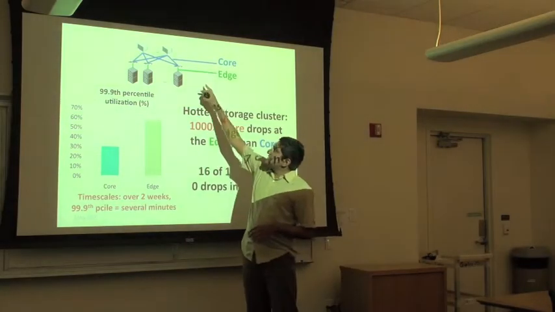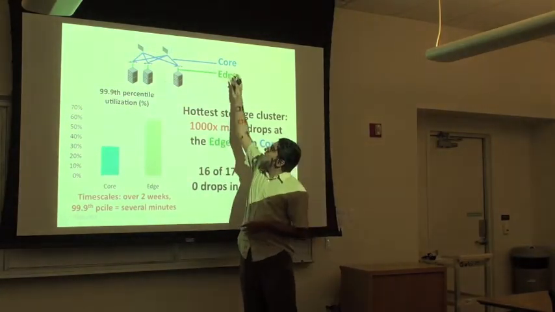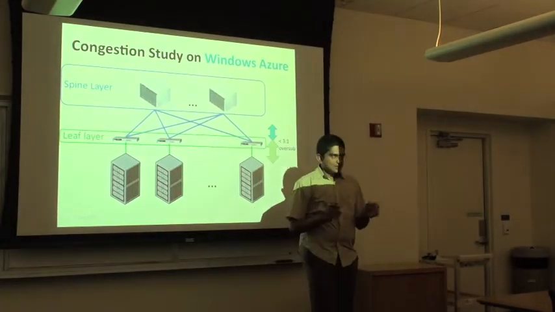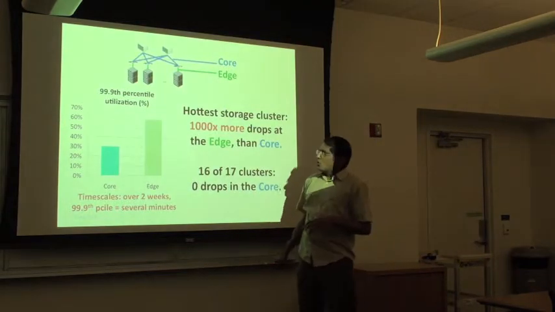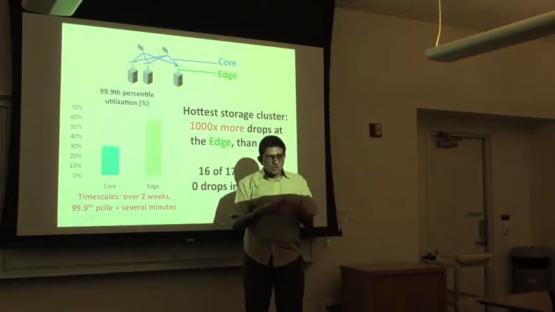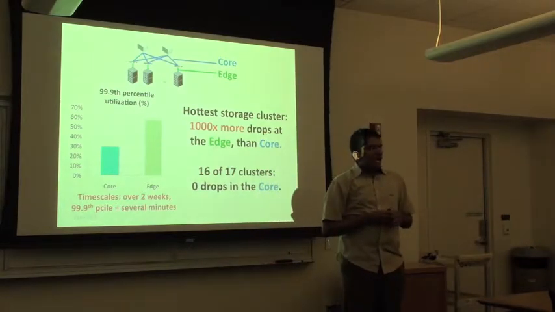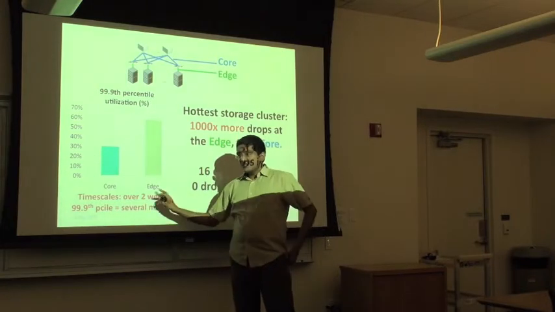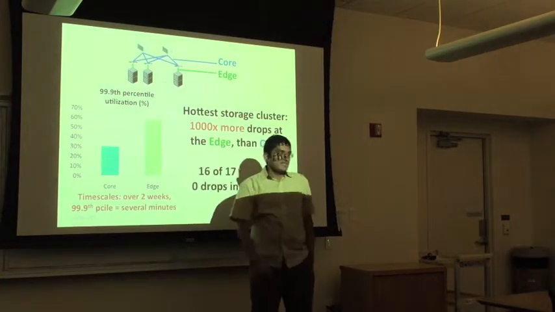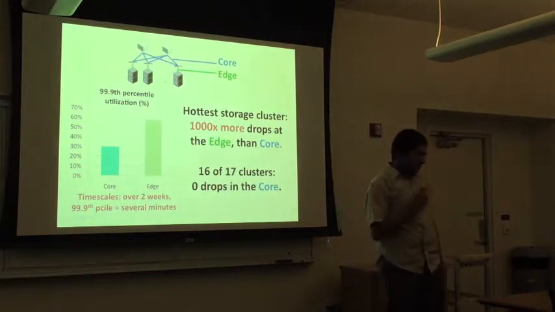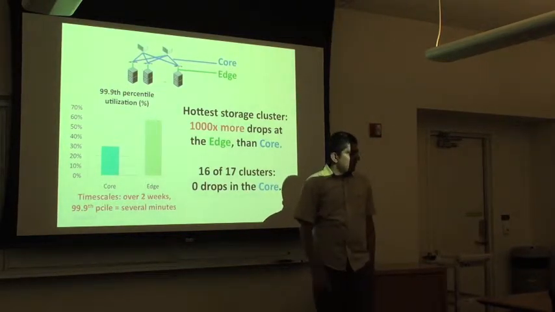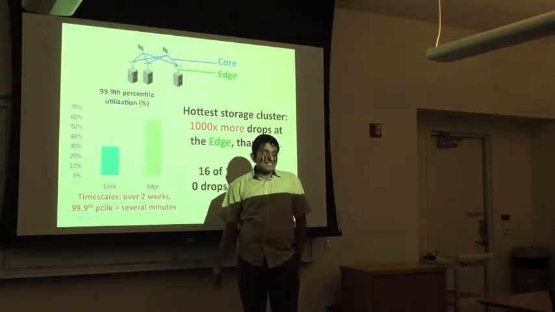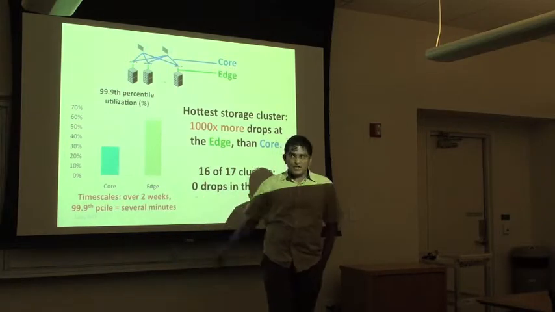And we looked at link utilizations on two types of links. I'm going to call them the core links, which are the blue links here, and the edge links, which are the links connecting the top of rack to the servers. So if you look at the link utilizations collected over a period of 2 weeks, and let's look at the 99.9th percentile link utilization. Even over a period of 2 weeks, this percentile corresponds to tens of minutes of link utilization. And what we saw was that the core links are about 30% utilized at the 99.9th percentile, not average, 99.9.